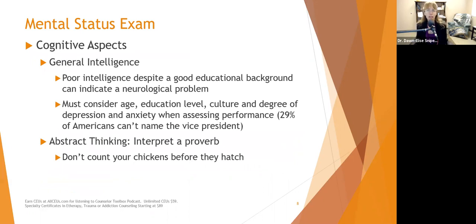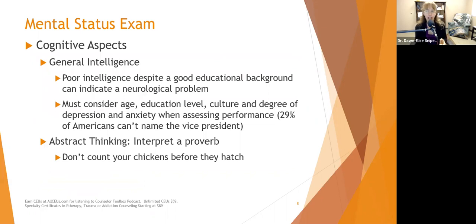Another aspect that we want to look at is general intelligence. Poor intelligence, despite a good educational background, can indicate a neurological problem. Fetal alcohol spectrum issues, which is in the category on the DSM. I can't remember exactly what they call it right now in the DSM, but it's in the areas for further exploration. We can also look at other neurological problems that may be causing difficulty with acquiring and remembering information.